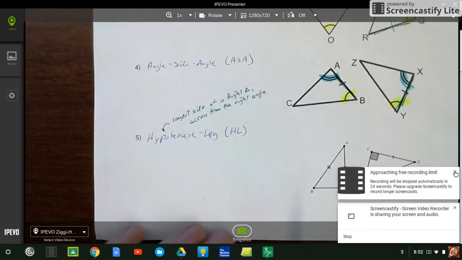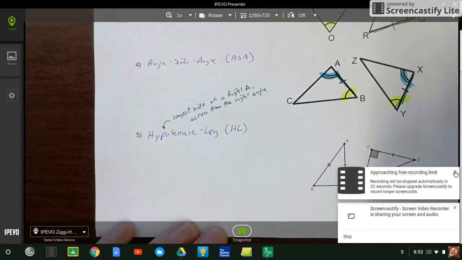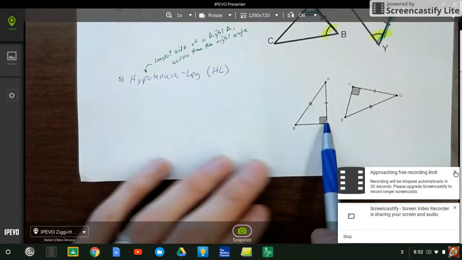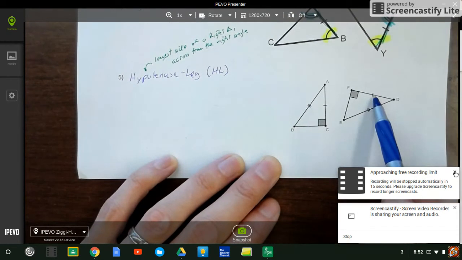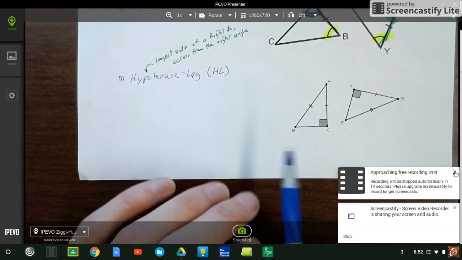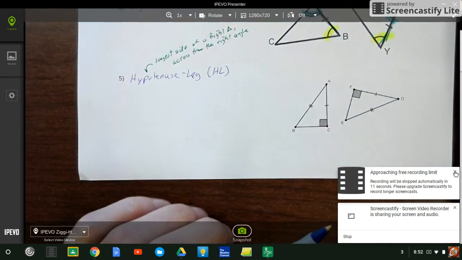Okay, so here we have our right angles, and hiding behind the letter, here we have our right angles. There's the hypotenuse of both of them. There's the leg in both of them. See if you can identify a few of these, and then we'll be done for today.